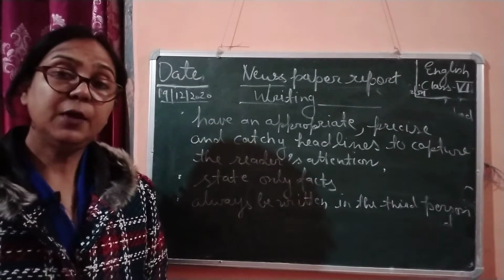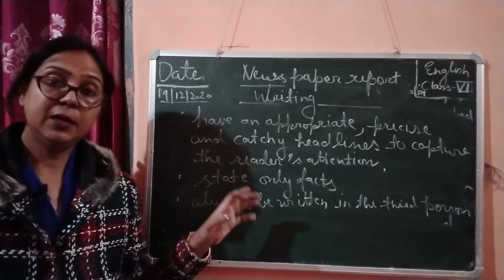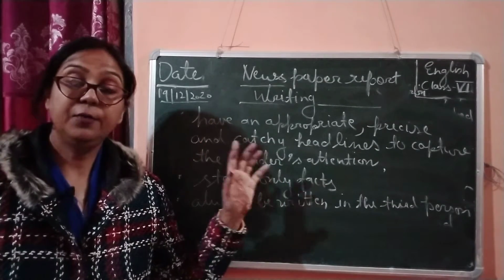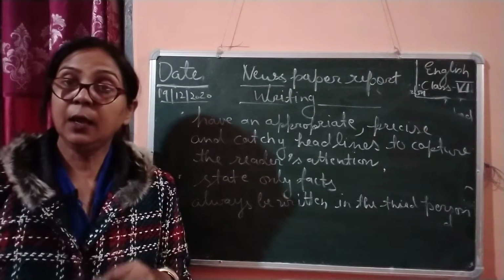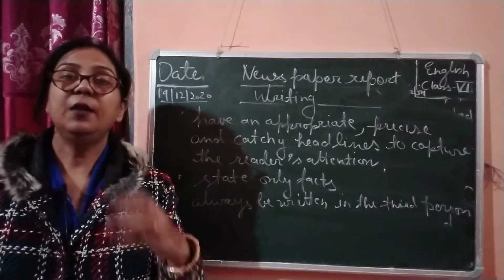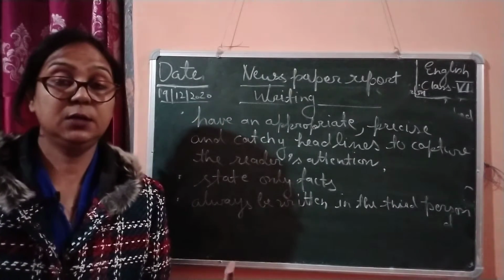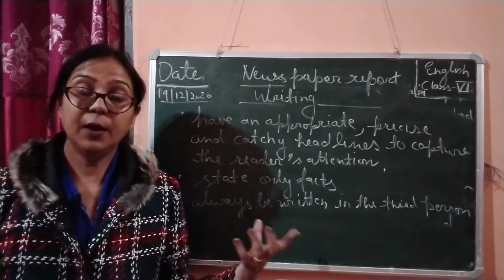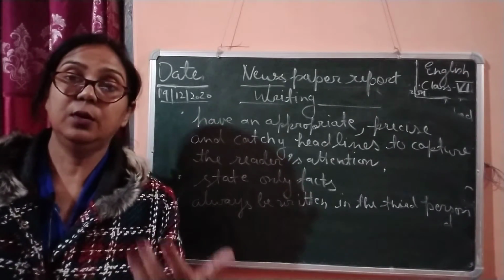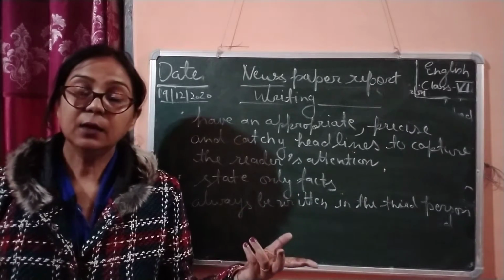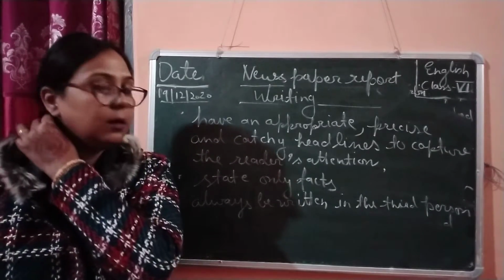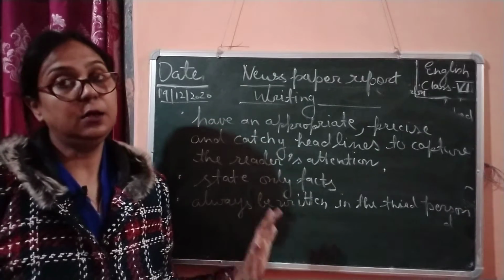So you must be very particular about that, and whatever you are writing should be based on facts. Don't mingle anything, don't create any story. You just write down the facts, whatever you have seen and noticed. That is very important, because you are writing a newspaper report, and whenever a reader reads your report, they can be aware of that. And the third point, always be written in the third person. Whatever you are writing should be in the third person.